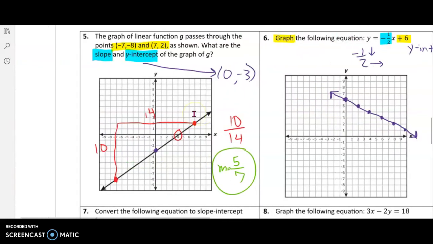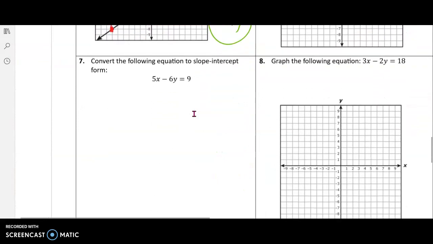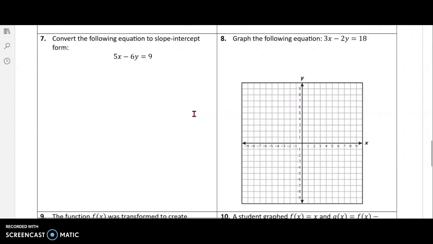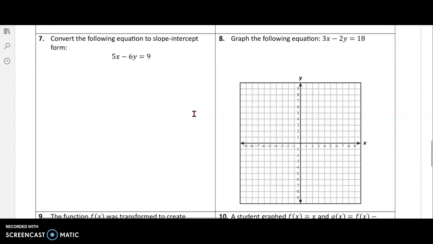Okay? So take a moment on number 7 and 8, and please convert them both into y equals mx plus b form first. Take a moment, pause the video, try it on your own first, and then check your answer.